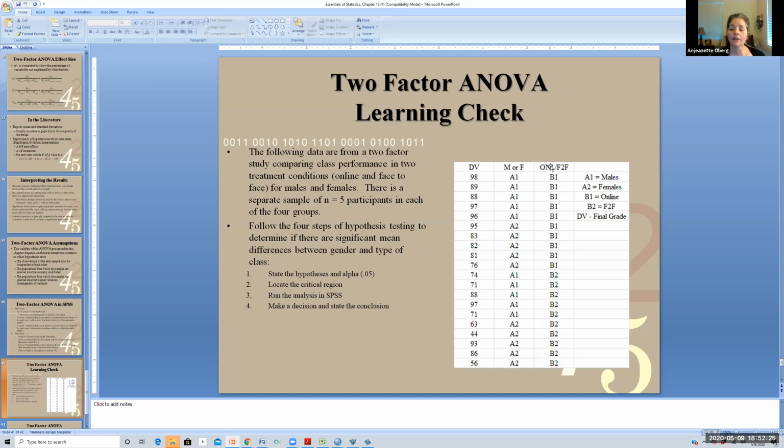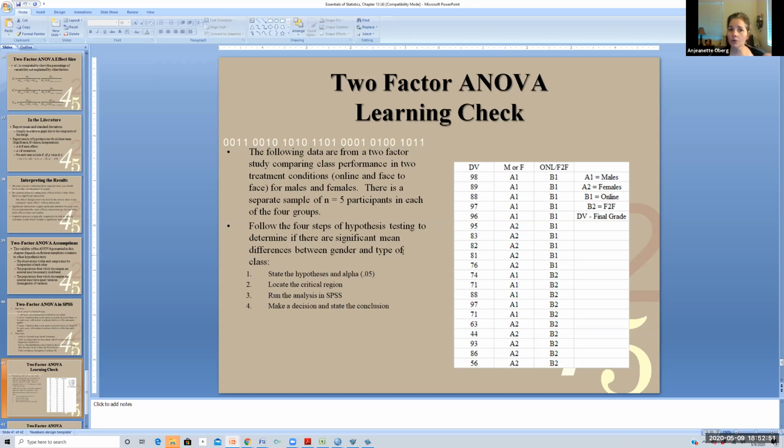And then it can look at the interaction between those 2 independent variables by examining, does the effect of type of course depend on gender? Maybe it matters for men but not women. Or does the effect of gender depend on the type of course? Maybe men do better than women in online courses, but women do better than men in face-to-face courses, okay?